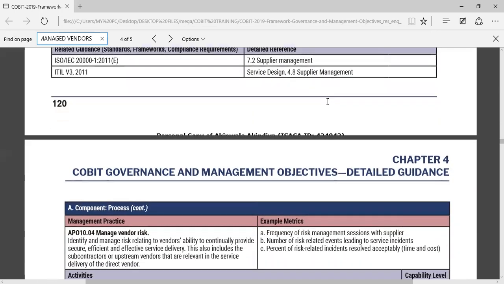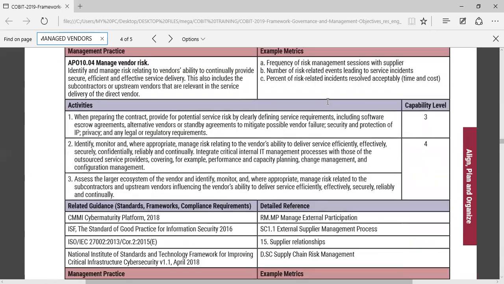Okay. Then we also have another management practice, manage vendor risk. Okay, APO 10.04, vendor risk. Look at the metrics we have here: A, frequency of risk management sessions with supplier. B, number of risk-related events leading to service incidents. C, percent of risk-related incidents resolved acceptably within acceptable time and acceptable costs. So managing vendor risk, there are 3 activities here that we should take note of.